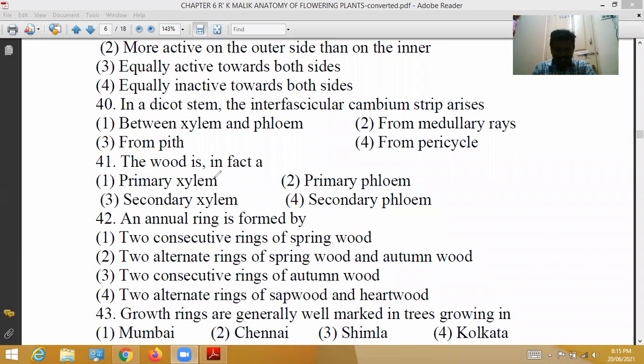Next bit, the wood is in fact primary xylem, primary phloem, secondary xylem, or secondary phloem. Primary xylem is not considered as wood. It is wrong. Primary phloem is not considered wood. It is wrong. Secondary xylem will be considered as wood. So the third option is the correct option. 41st question. Secondary xylem constitutes wood. Secondary phloem is also wrong. The wood is in fact secondary xylem.